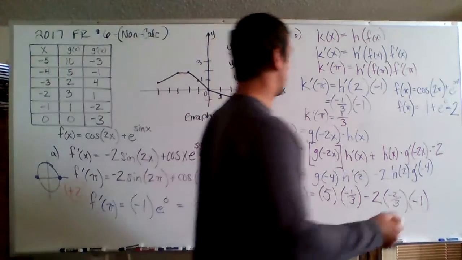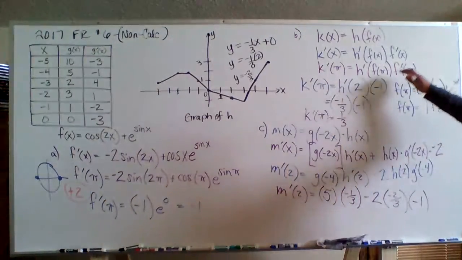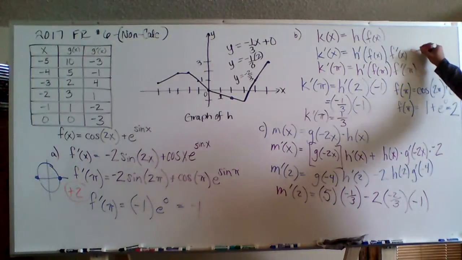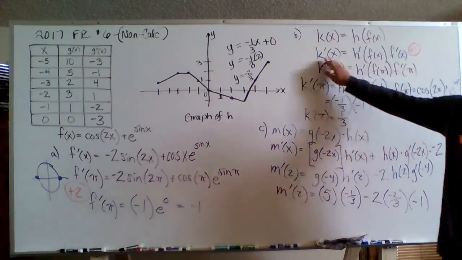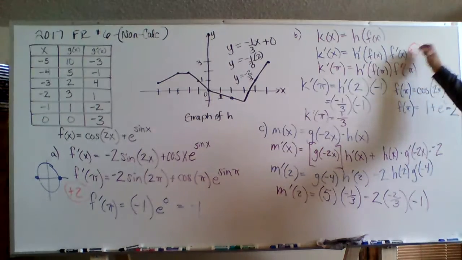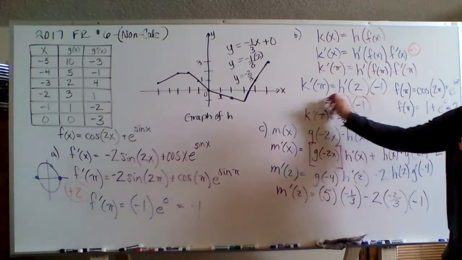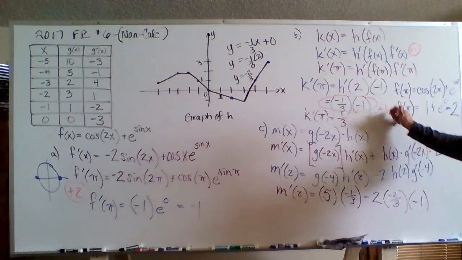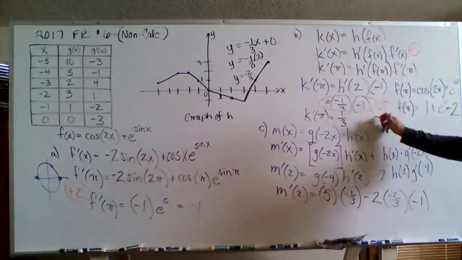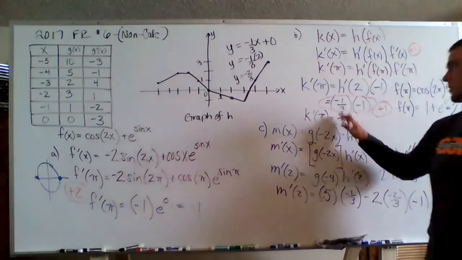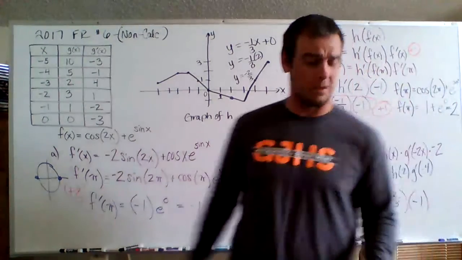Part B, you're going to get 1 point for k prime. Okay, so you've got something like this written down for k prime, you get a point. And then you're going to get a point for evaluating it. Okay, you need to at least get to this part though. Okay, you don't need to figure out it's +1/3, -1/3 times -1 is good enough.